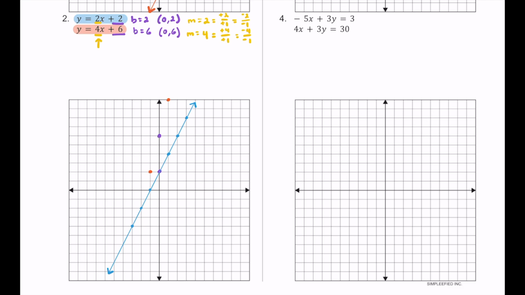We can go down 4 and to the left 1 again, and again. So we're down here in quadrant 3. Once you have a few of these points and you feel comfortable, go ahead and draw a straight line through them, then throw some arrows on there and try to see where the graphs of these two linear equations intersect each other.